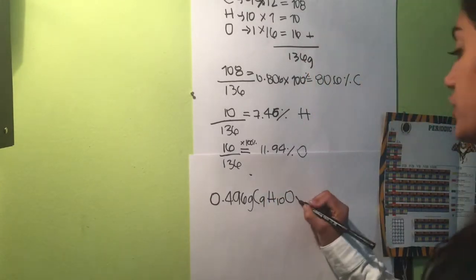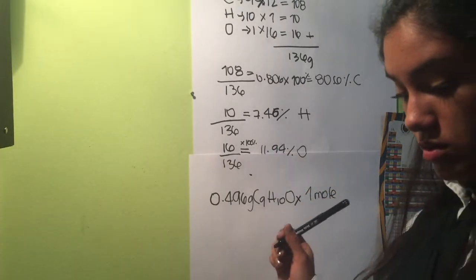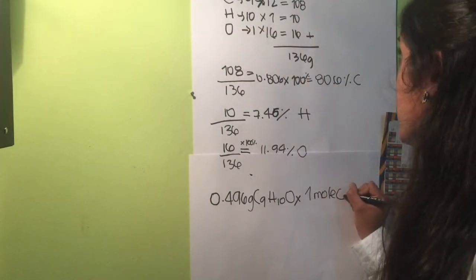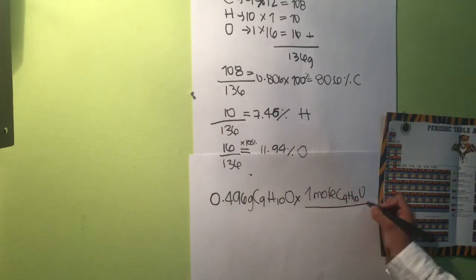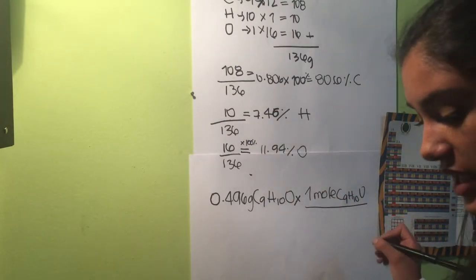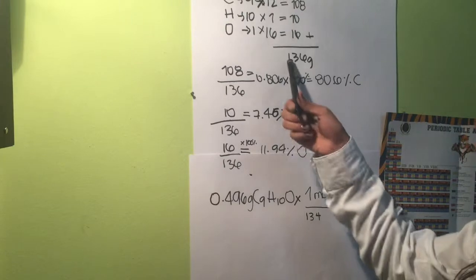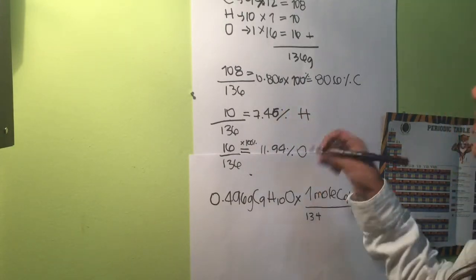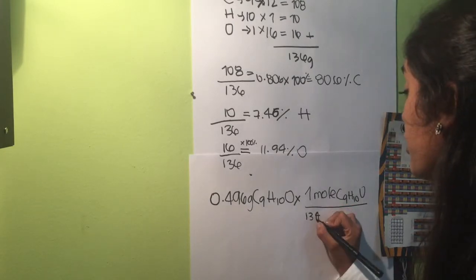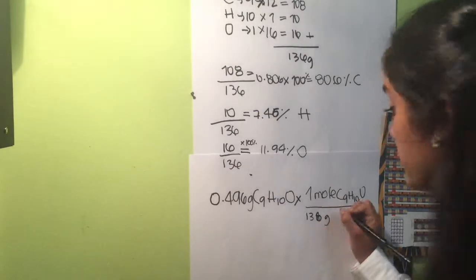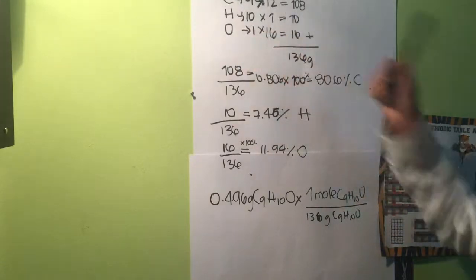Now we're going to multiply these by 1 mole of the compound up here, C9H10O. We divide this number by 134 grams, which is the number up here, the molar mass of C9H10O, the same number as here.